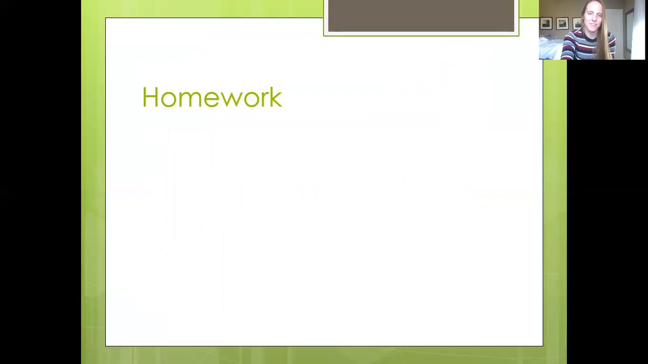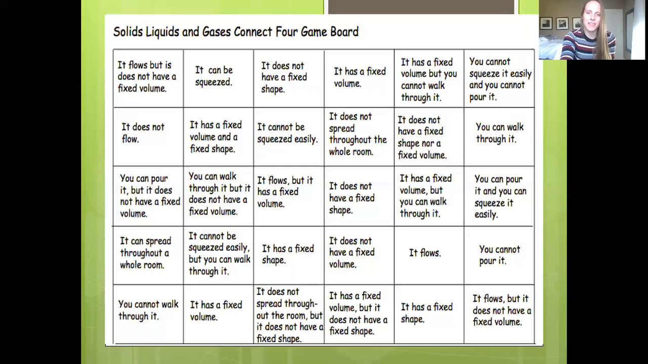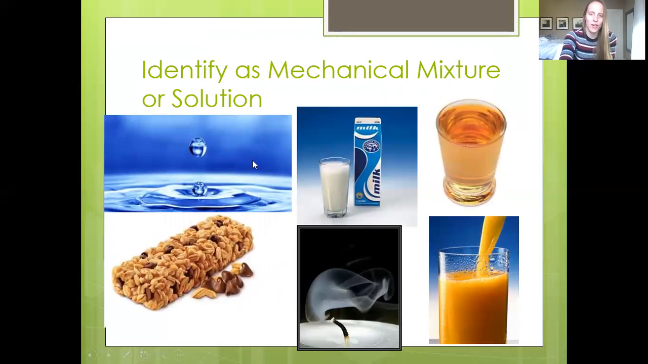Okay, that is it for today. If you would like to test your knowledge as your homework here, go through these 6 images and write down as examples in your notebook which are mechanical mixtures and which are solutions. None of these are pure substances. So we're going to assume that this picture here is not distilled water. It's either tap water or bottled water or something like that.